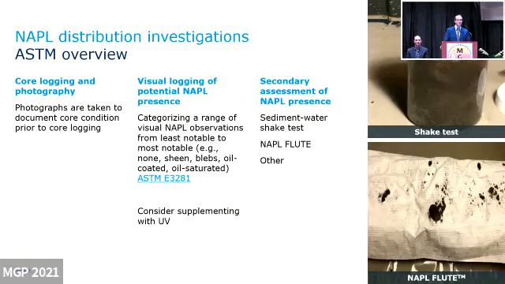Other assessments include using NAPL FLUTe, which is a color reactive liner that you can place on the sediment. And then if NAPL is present, it will weep a dye on the opposite side of the liner, as you see on the screen there. The glove tests are also an option in this state, but the real idea here is that the visual observations should note potential NAPL, and a secondary assessment should confirm its presence.